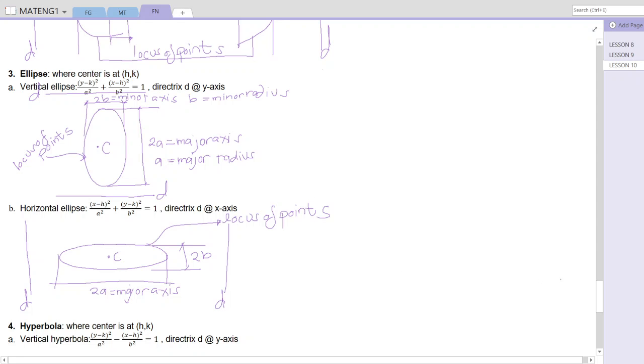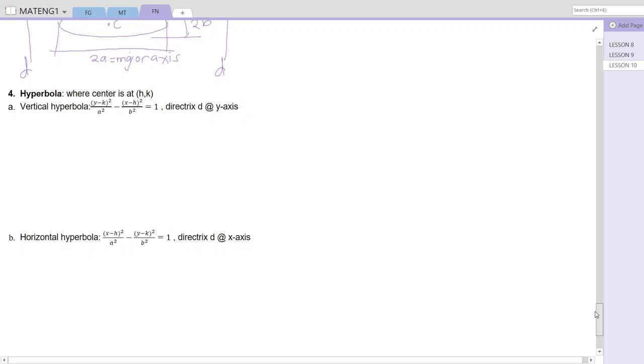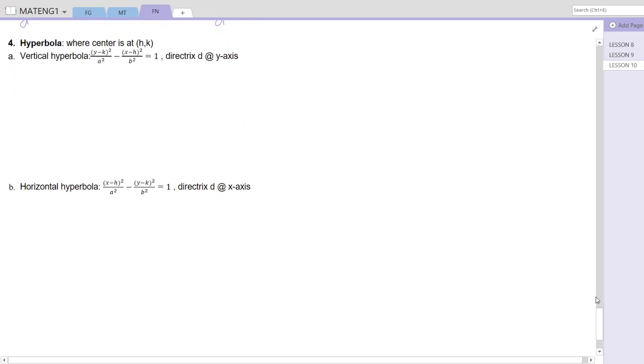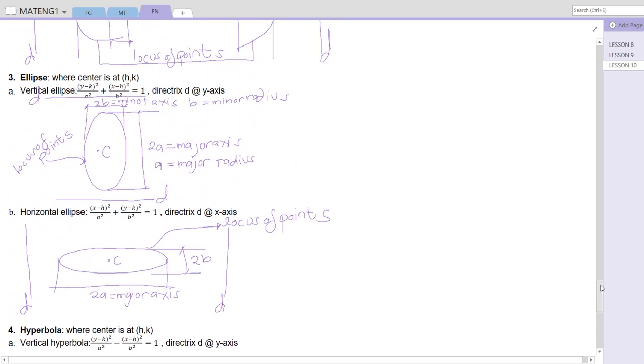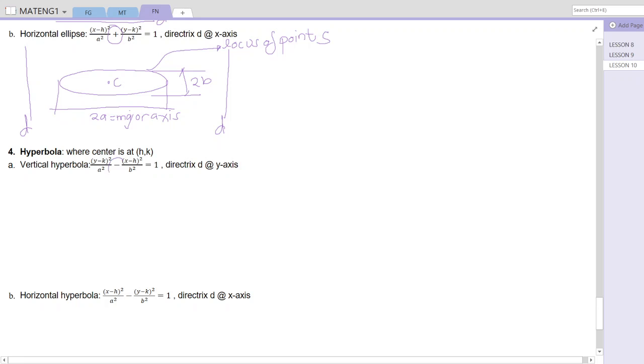Okay, so having the last conic, which is the hyperbola, where the center is at (h, k), the vertical hyperbola is (y − k)² and then for the operation, that is minus. For the ellipse, as a hint, we have the operation positive, that is plus or addition, and for the hyperbola we have negative, and that is equal to 1 also. So there are your hints.